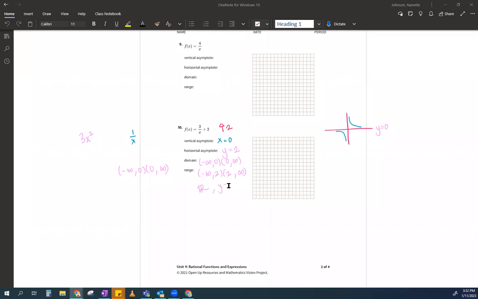Does that make sense? So you can write it like this, or you can write it like this. I'm trying to push you guys to using set notation because that's the more mature way of writing things. All right, very, very good.